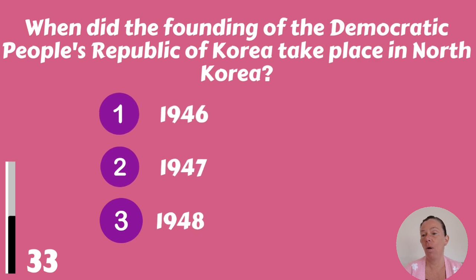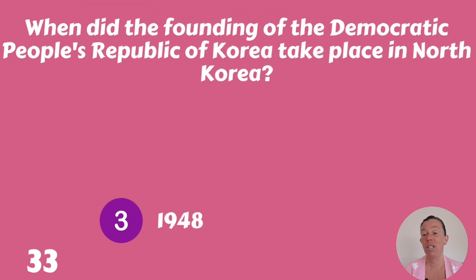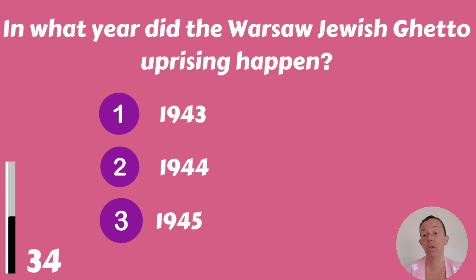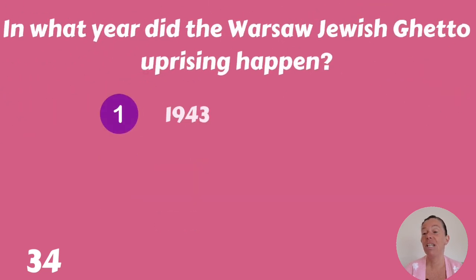When did the founding of the Democratic People's Republic of Korea take place? 1946, 1947 or 1948? 1948. In what year did the Warsaw Jewish Ghetto Uprising happen? 1943, 1944 or 1945? 1943.